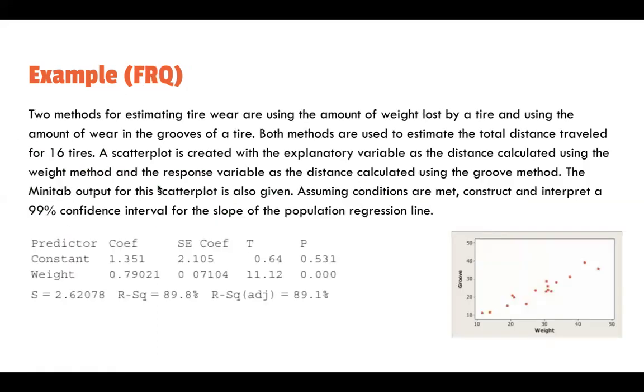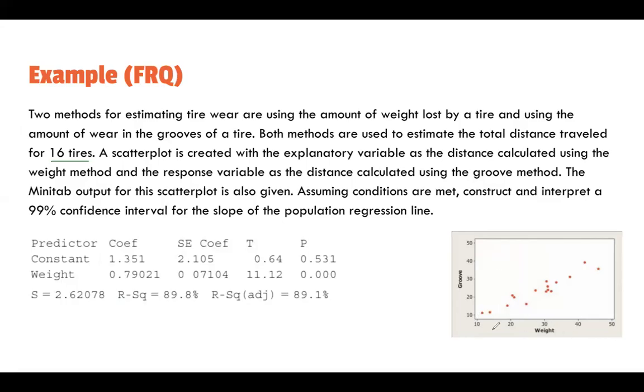And then we have an FRQ question. This is going to be about inferences. There's a long explanation about this. The important thing is that there are 16 tires, so our sample size is going to be 16. And the explanatory variable is distance calculated using the weight of a tire, and distance calculated using the grooves of a tire.